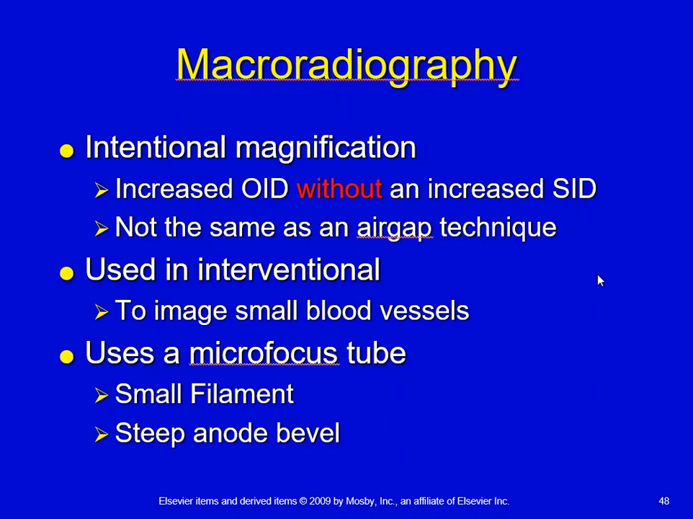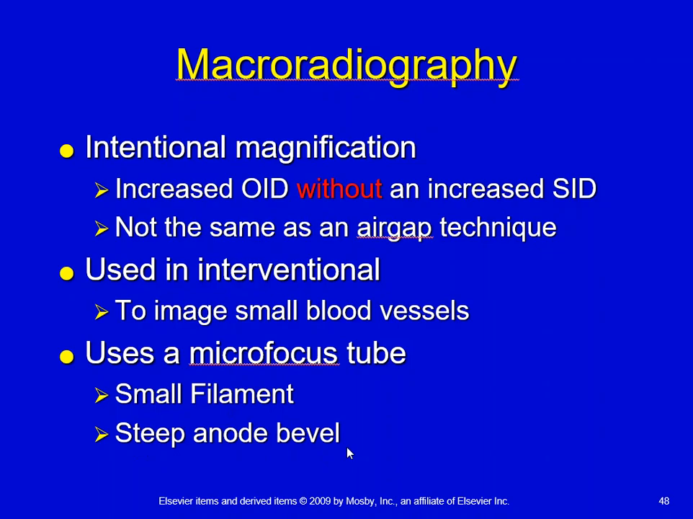You're probably still going to use a grid with macro radiography, and it's probably going to be a fluoro case where you're using a C-arm, and the intention is to magnify up to small blood vessels. But since we're using such an increase in OID, which is going to give us the magnification, what we need to do is not increase SID because we want the magnification present, but with the increase in OID, we get a loss of sharpness, recorded detail. So what we're going to use is what we call a micro focus X-ray tube, which is a very, very small filament with a very steep anode bevel angle.